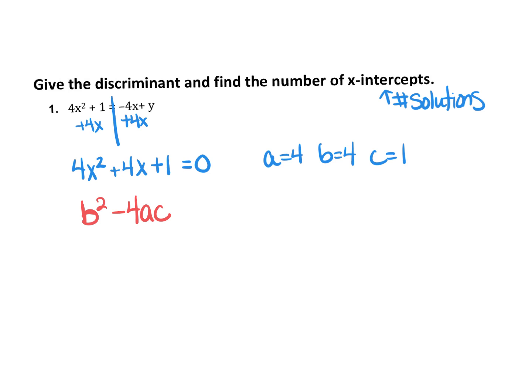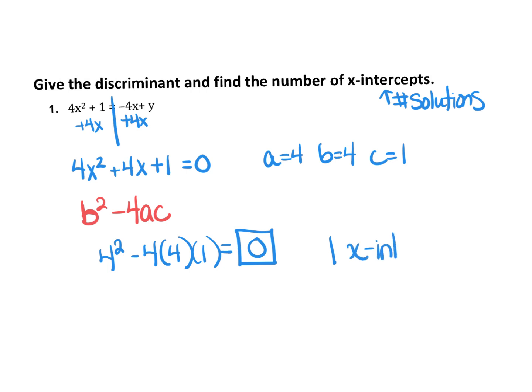All right. So now we're going to plug it in. So I have 4 squared minus 4 times 1. And when you simplify that, you will end up with 0. All right. So what that means is that if you have it equal to 0, you're going to have 1 solution, which means you're going to have 1 x-intercept.